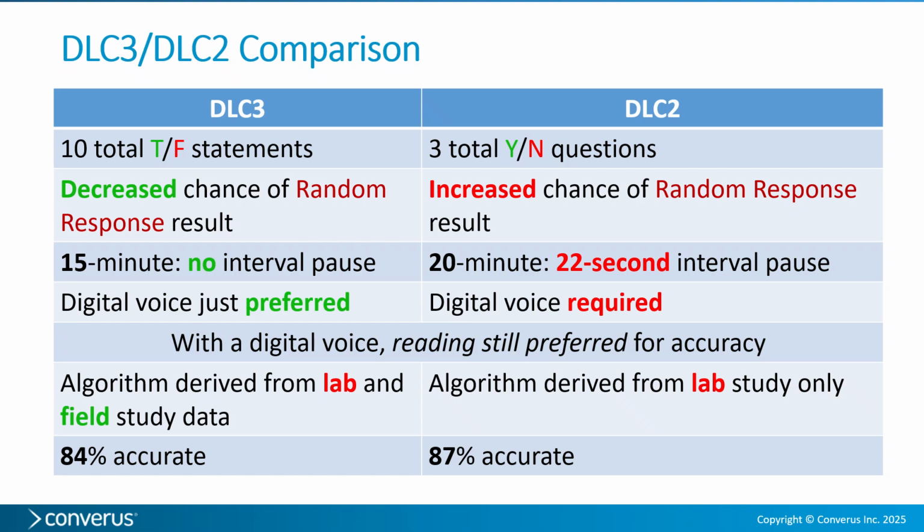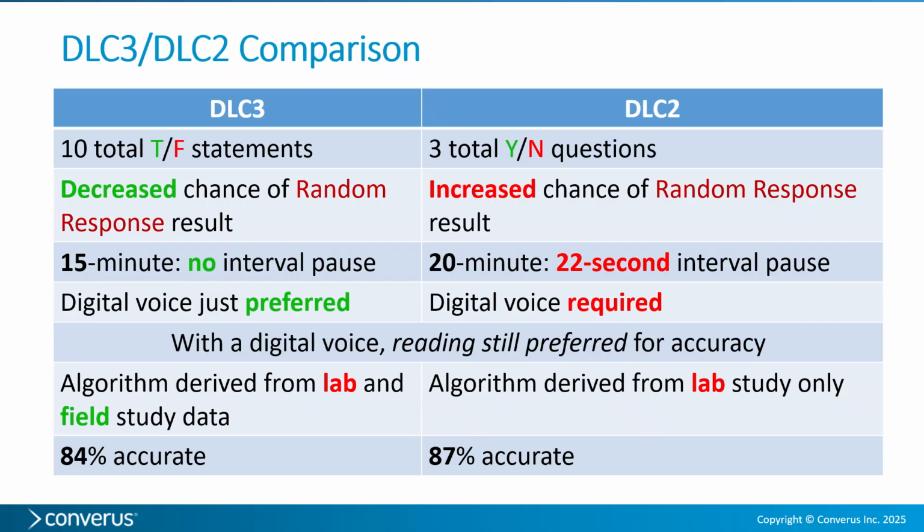The DLC3 has true-false statements, while the DLC2 has yes-no. If you have an examinee that struggles with the directed lie concept, it might be better to administer a DLC2 since the yes-no expected response is easier to comprehend. The DLC3 has more unique statements compared to the DLC2's unique statements. As such, this decreases the likelihood that our test result will be random response.